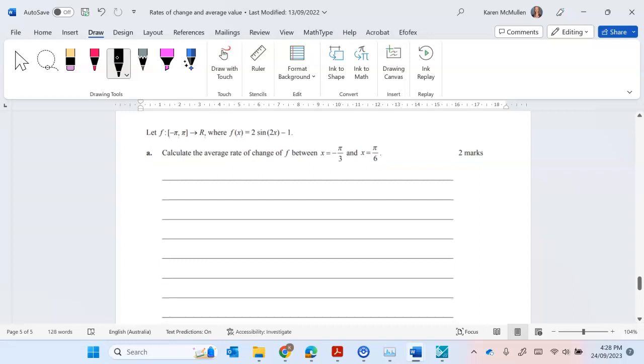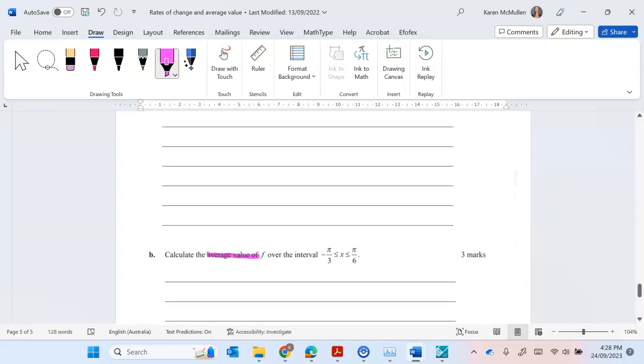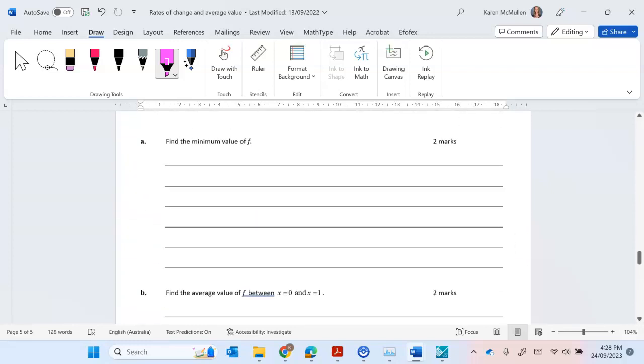The average rate of change. All right, and this is a past VCAA exam question. Average rate of change and the average value. So probably the people who are writing the exams are thinking, oh my God, students keep getting them mixed up. Let's just do one question where you're doing both of them. All right, so average rate of change, average value, different questions. All right, let's have a look at this one here.